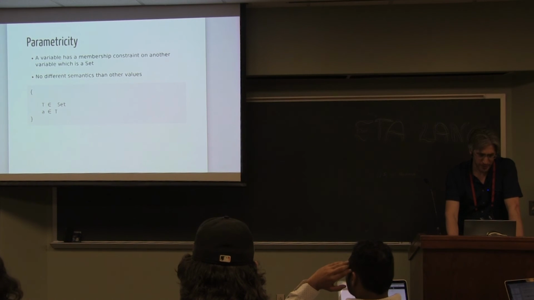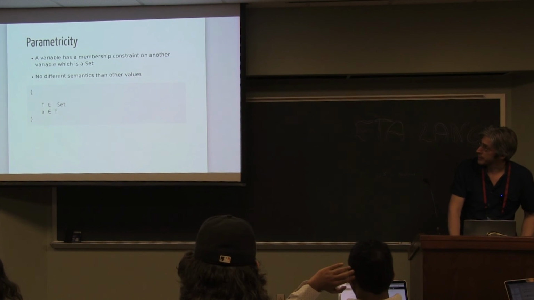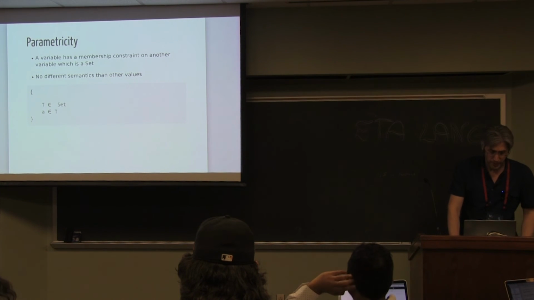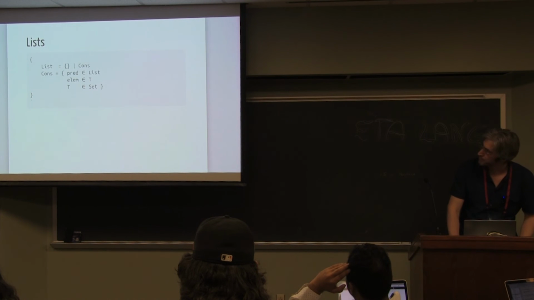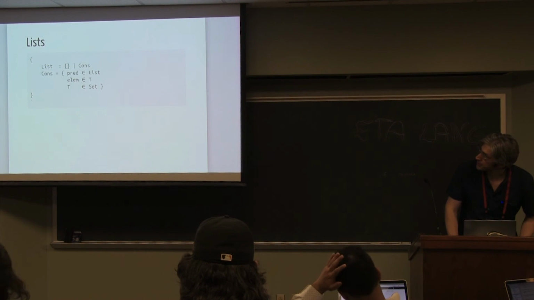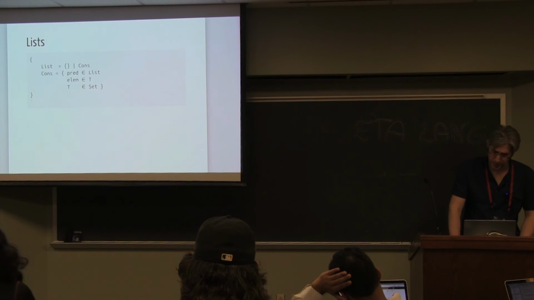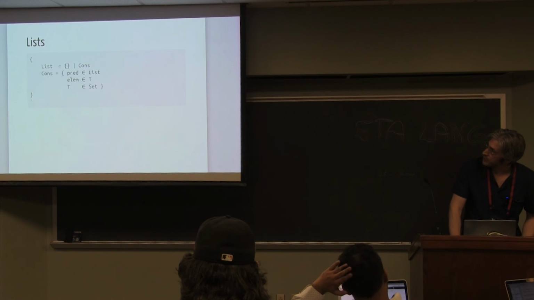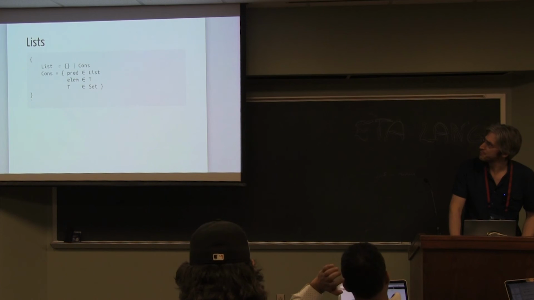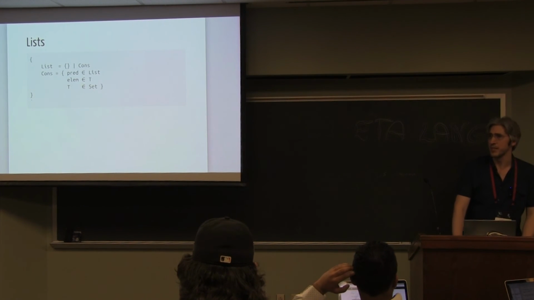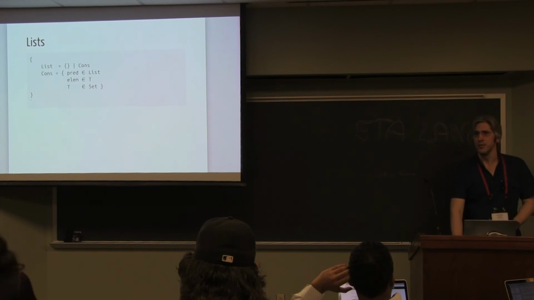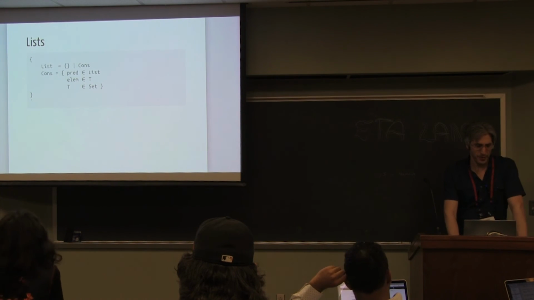Go quickly, parametricity. The way to do parametricity in the calculus is we have a special set which is named set. This is inbuilt, and anything that is a member of set needs to be a set. So an example is to create lists. In the list, we have the predecessor to another list. We have an element which is a member of T. We say that T is a member of set. So we can fit any kind of type in that T.